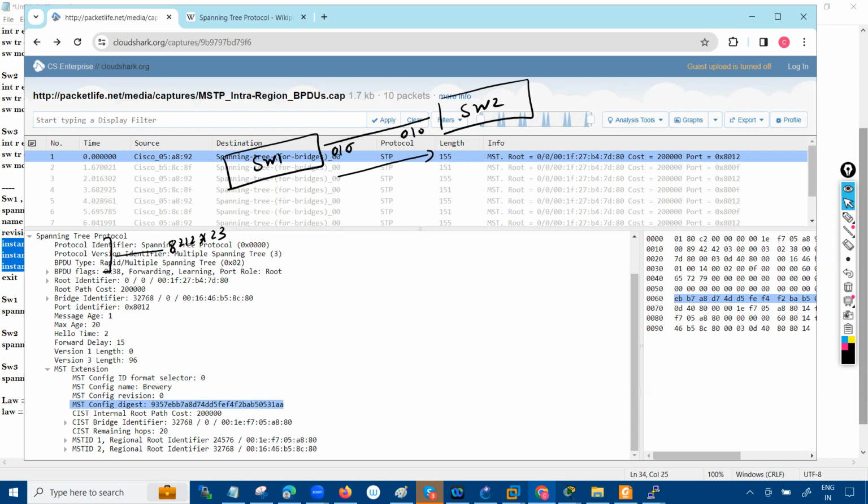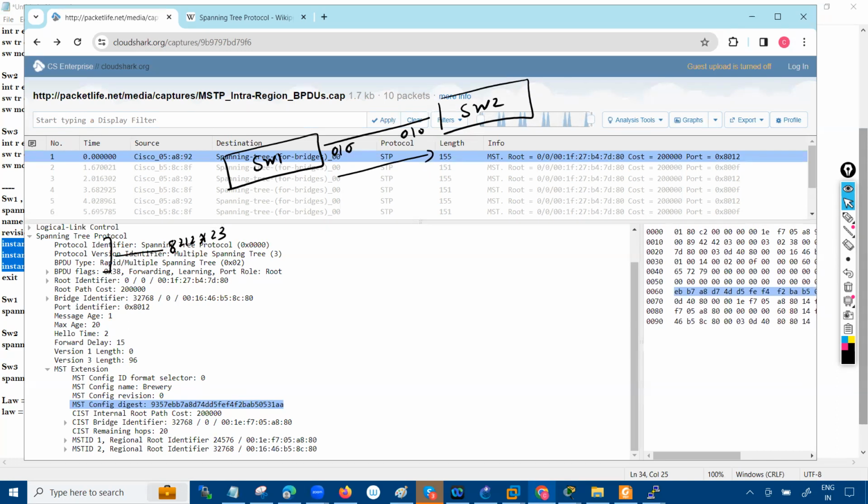Understood. Say about 100 VLANs, for example. Eventually your VLAN is going to map to an instance, and from the instance, we map into the hash value. So we are converting it with the hash.